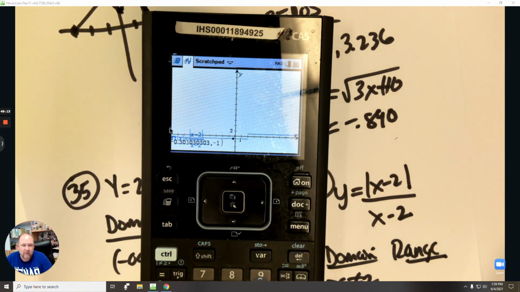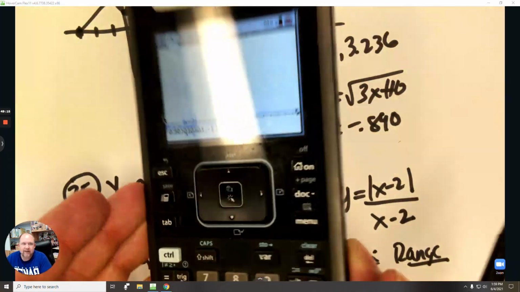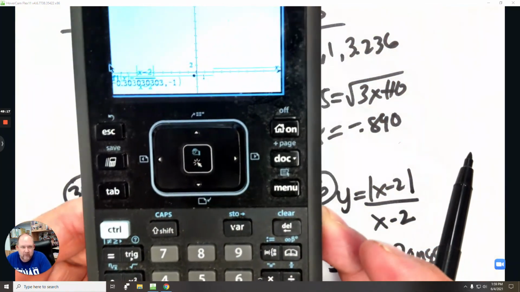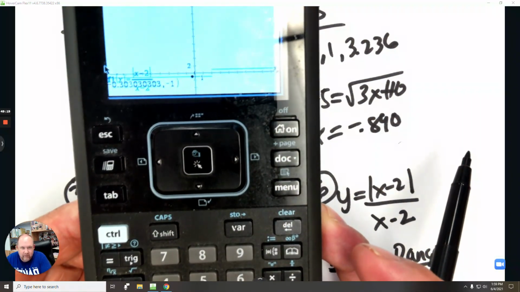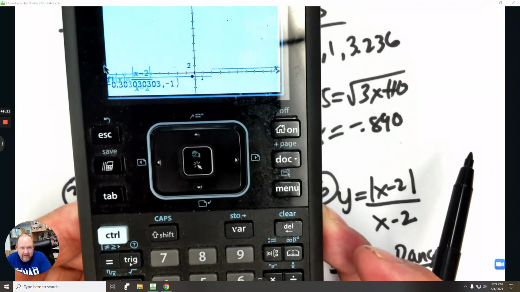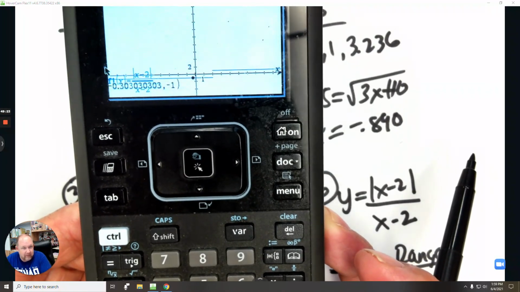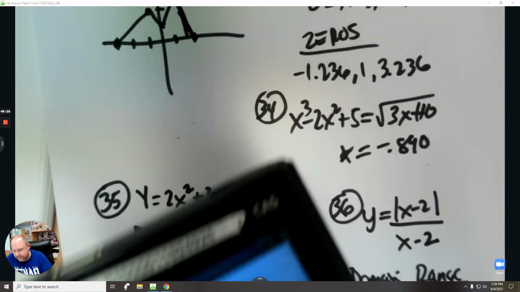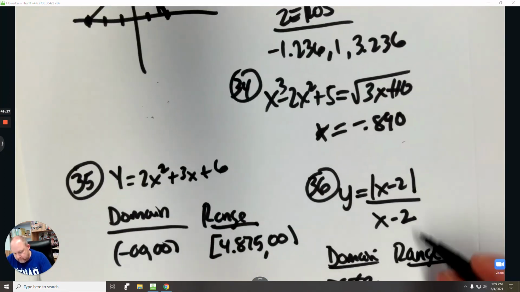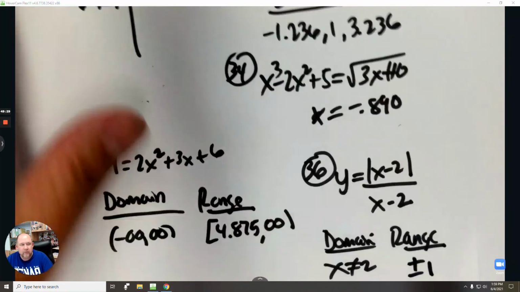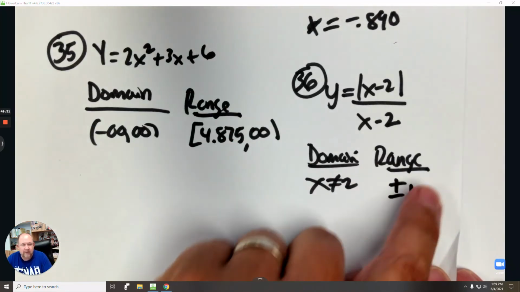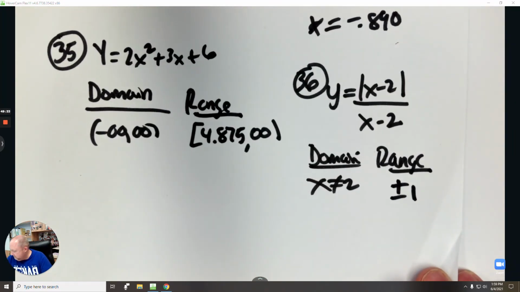And then look at the graph. And if you look really carefully at the graph, what I want you to notice is the only y values are positive 1 and negative 1. And at positive 2, it's undefined. So the range for this is positive 1 and negative 1, just two numbers.